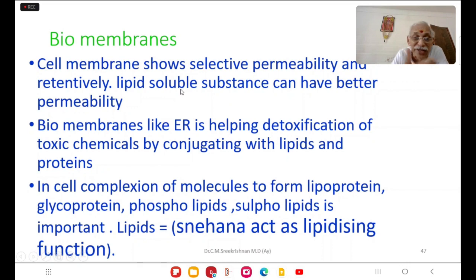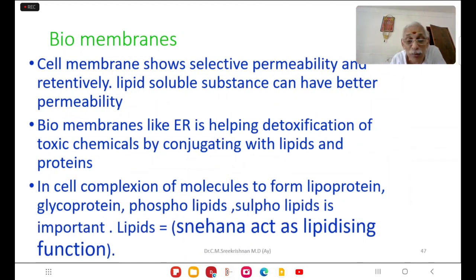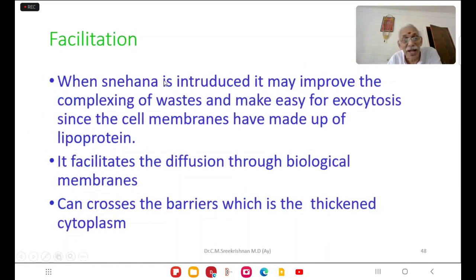That is, the waste material from the cell is not coming out. This I told you, the exocytosis is not happening properly. So with snehana, the body will become more and more snigdha. That's called snehana or the lipidizing function. That is the importance of snehana. That is transmembranal purification, so this is the facility when snehana is introduced.